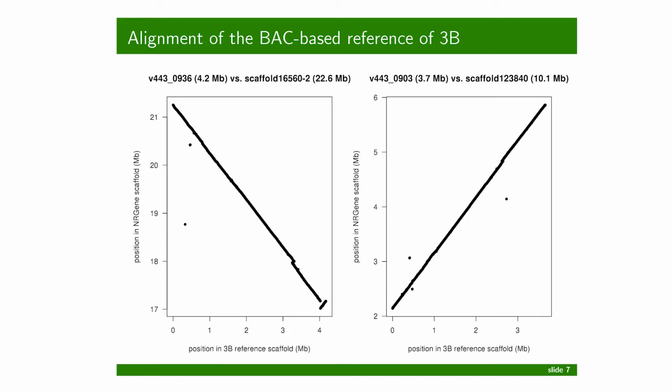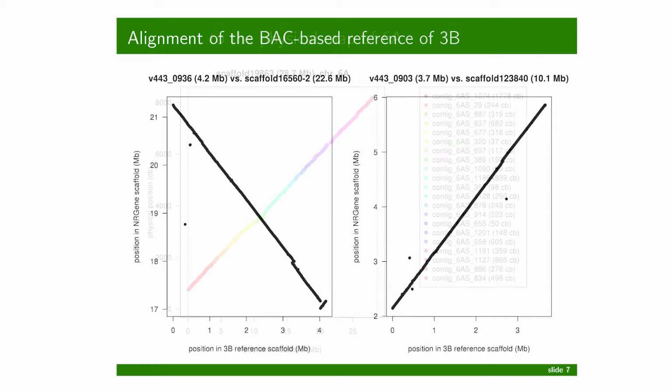What is most important is that the NRGene assembly captures all the sequence that is also present in the BACs, and it has an even better contiguity. So we have a 4 MB scaffold in the 3B reference that is contained in a scaffold that is 28 or 22 MB in the NRGene assembly.